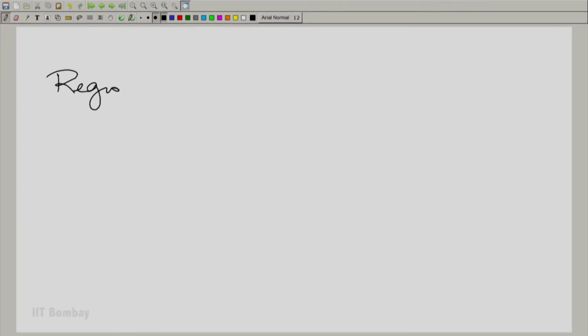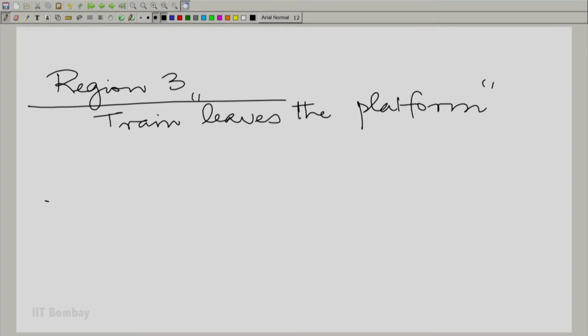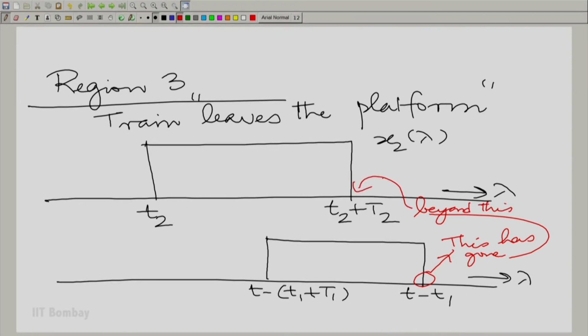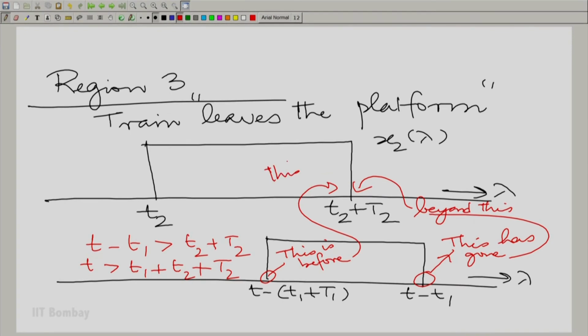And finally, what is the region? Finally, we have the region where the train is now leaving the platform strip. So, let us draw that region. Region 3, train leaves the platform. Here is the situation. So, this has now gone beyond this. In other words, T minus T1 is greater than T2 plus capital T2, or T is greater than T1 plus T2 plus capital T2. But on the other hand, this is before this. So, the last part of the train should not have left the platform strip.